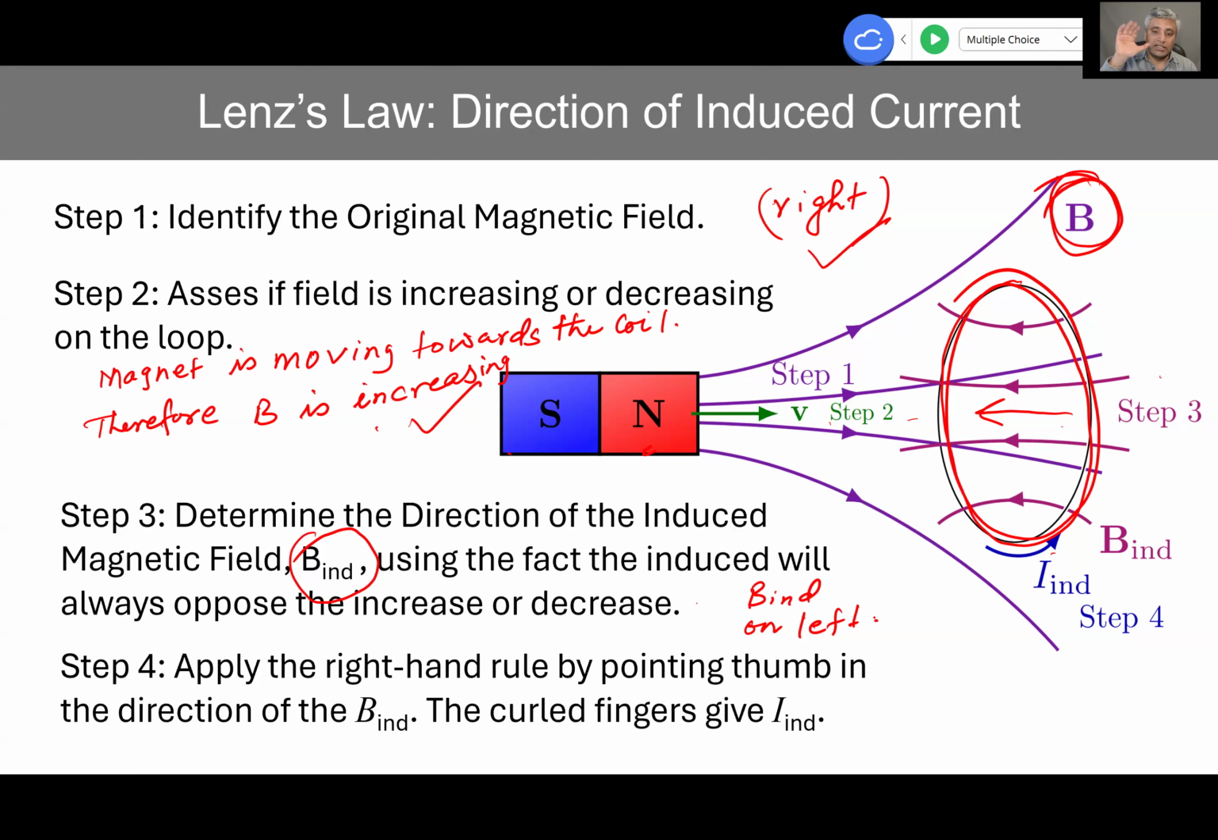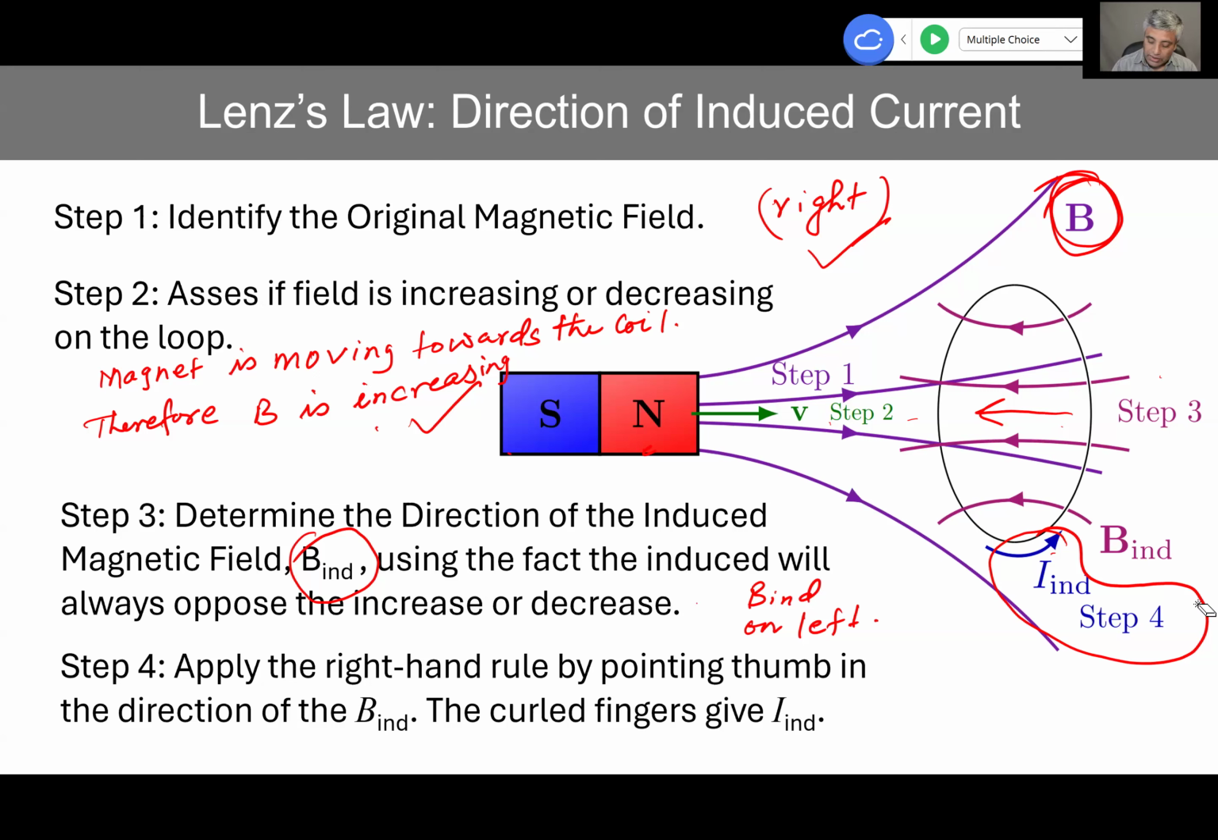The current is circulating in the coil, so it makes sense to curl these fingers, right? Which direction are these fingers going to curl when the thumb is pointing this way? They are doing something like this, right? So that means step 4 is figuring out what direction the induced current is, and that's what we want.